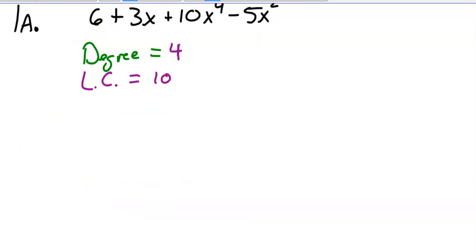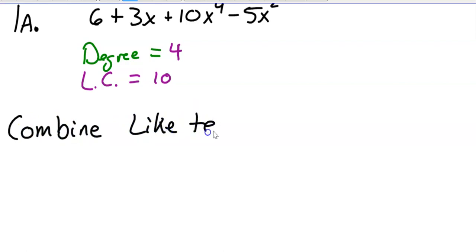All right, and then the second and third objectives that you've got to do in 5.5, which are basically the same thing, is they're going to have you add and subtract different expressions together. In most places, they will call this combining like terms.